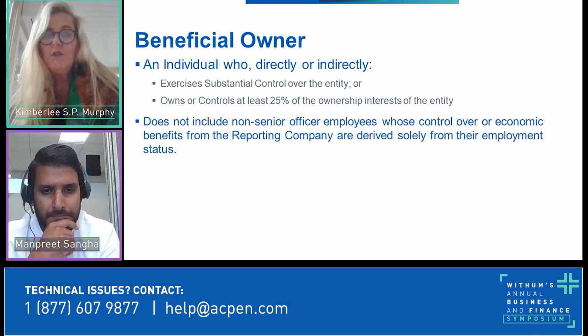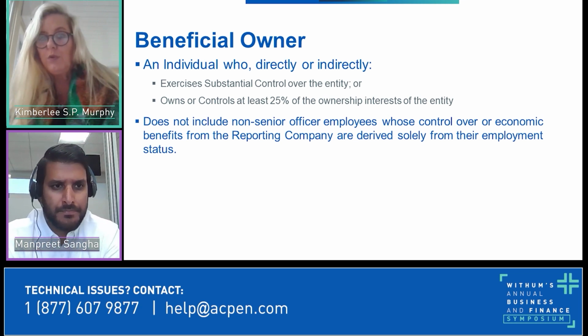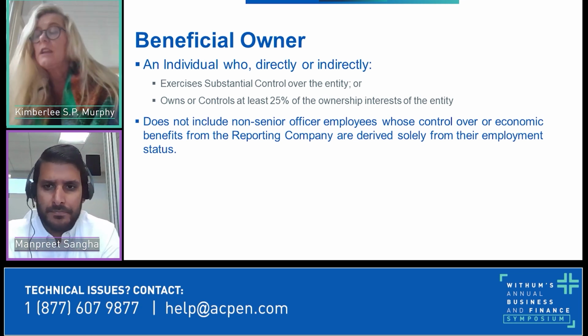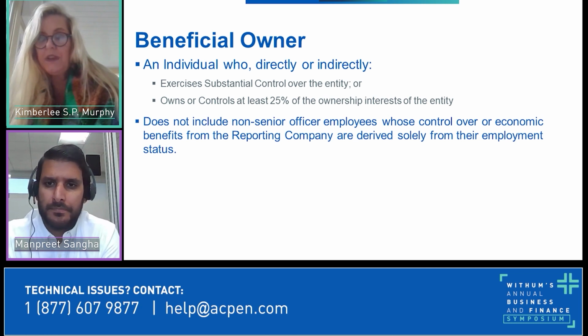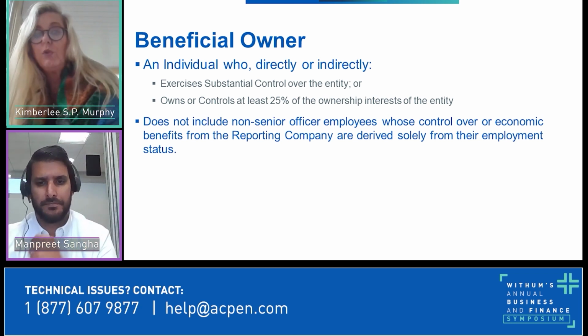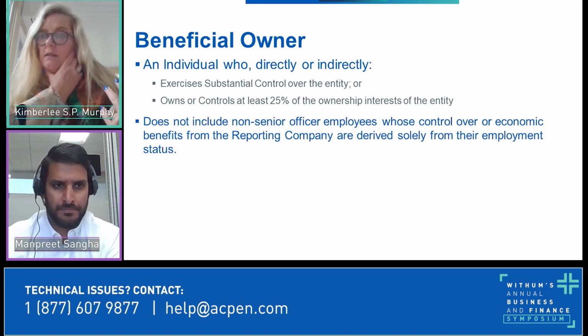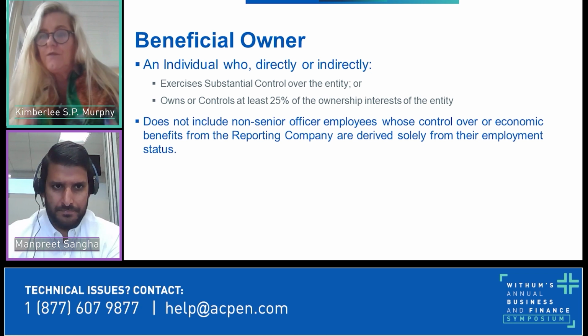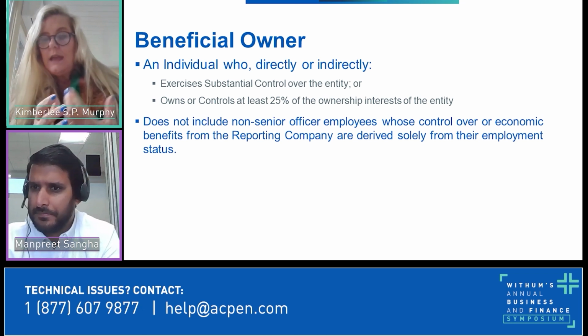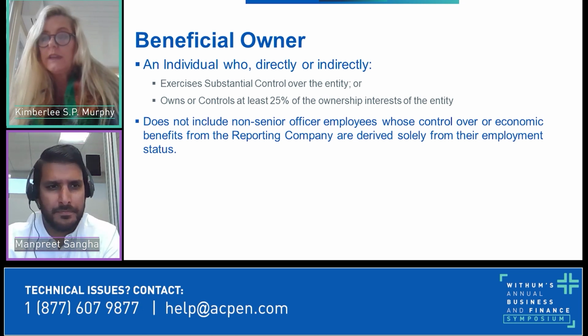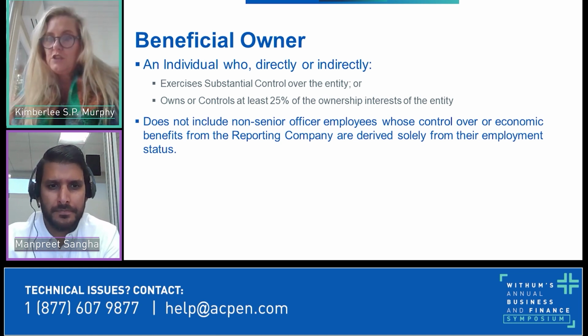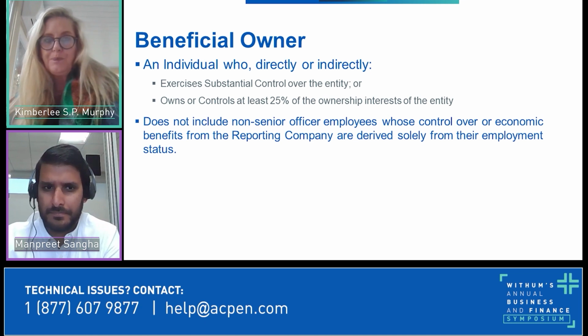So you don't include your non-senior officer employees who control or have economic benefits from the reporting company solely because they're employed by the company. So you're not including your employees, but if you have a chief financial officer or a chief operating officer who owns the company, they would need to report. So we're really looking at substantial economic control and someone who's truly controlling and beneficially owning the company. So a lot of closely held corporations will need to report here. Next slide.